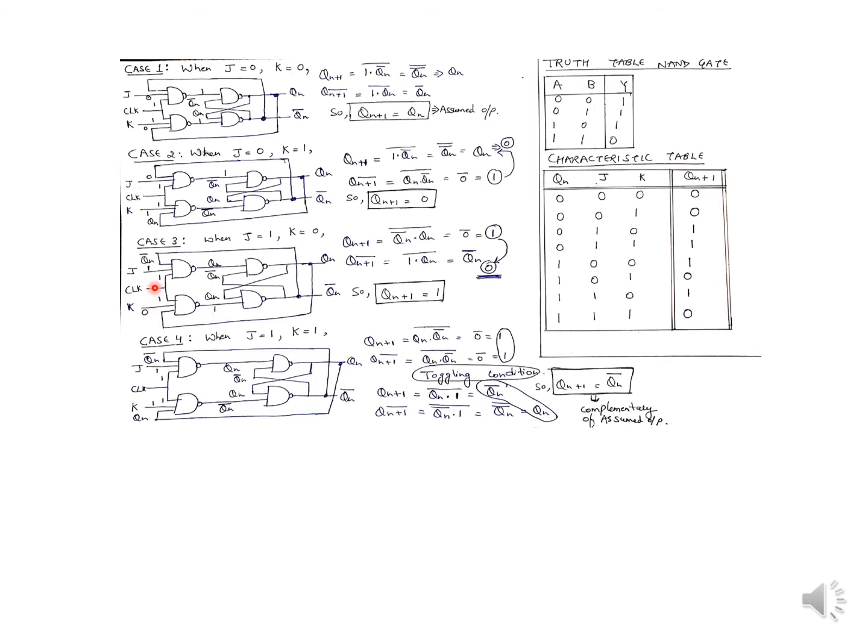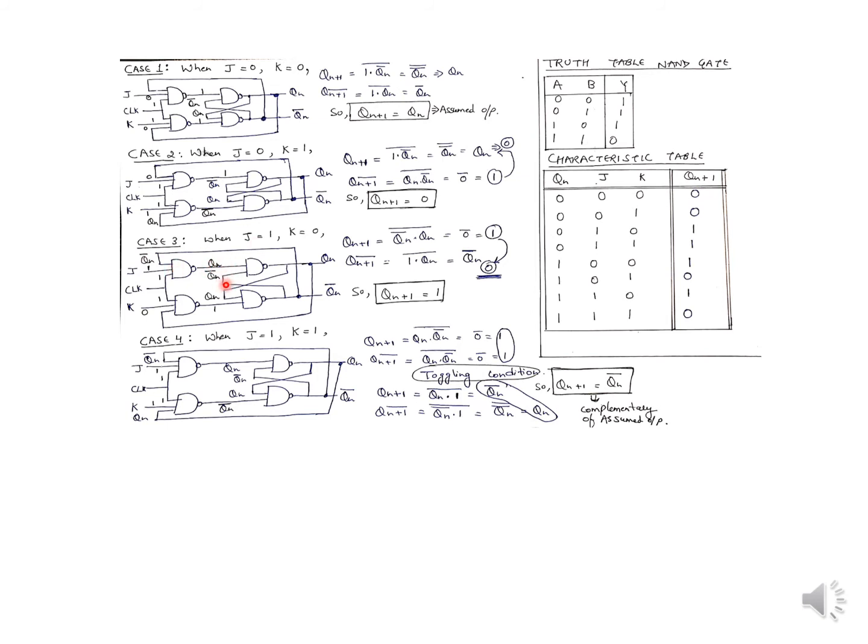Okay, now in this one both the inputs are 1, so this input will be, as you can see here, Qn bar. If it is Qn bar, what will be the output? As you all know, because these are the inputs to the NAND gate, the output will be 1 into Qn bar whole bar. So the output will be Qn.